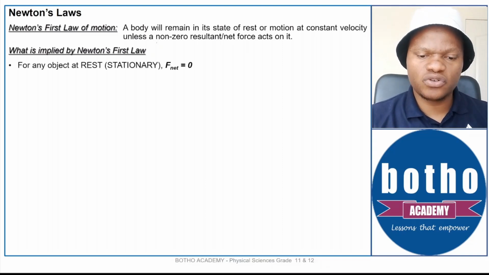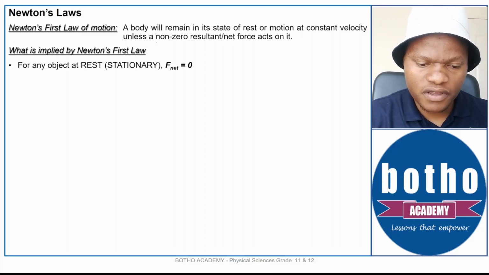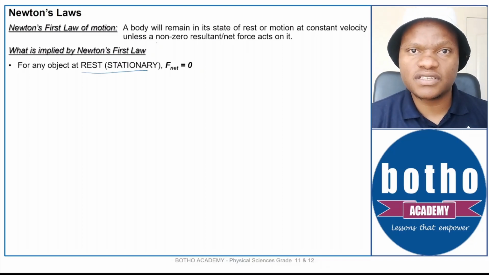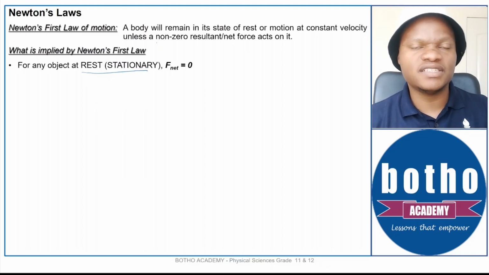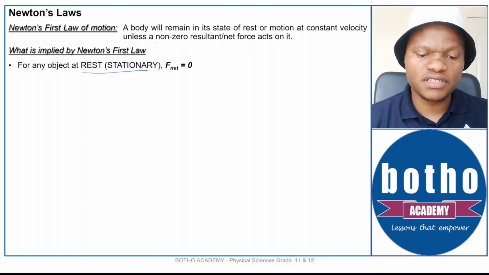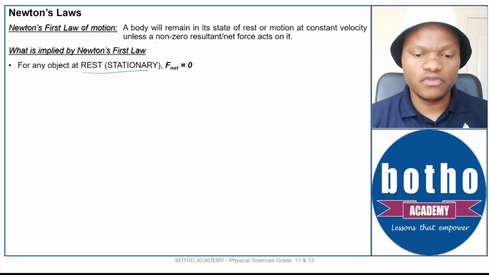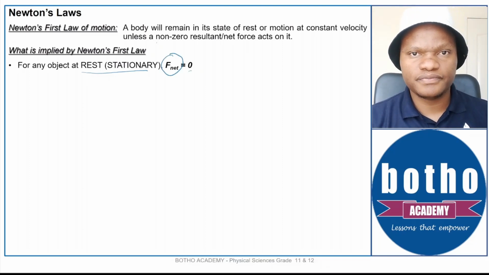The first thing that this law is teaching us is that for any object that is not moving, stationary, or at rest, remember this is physics, and in physics there are some words that mean something else in some languages or some subjects, but to us they mean something else. Okay, we know the word rest means an object is not moving, or stationary. What that means, if an object is not moving, it means its F net is equal to zero.